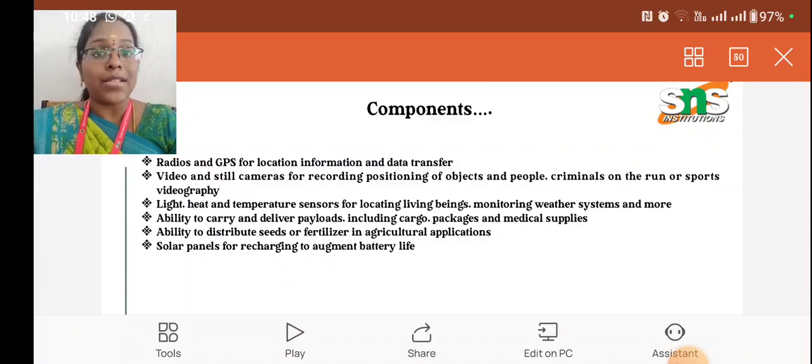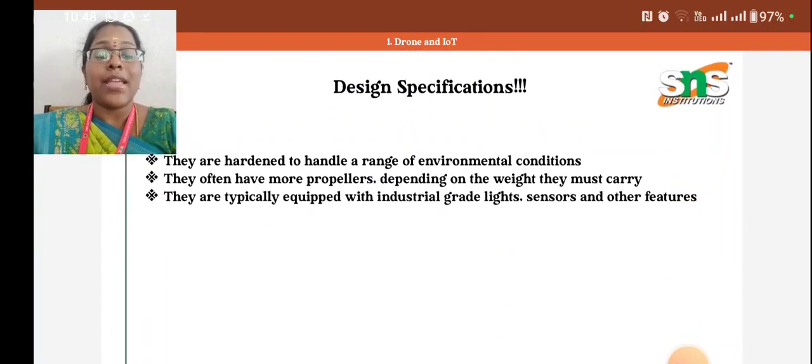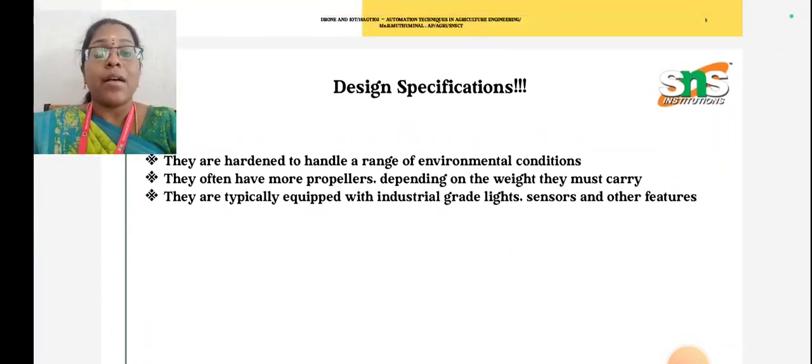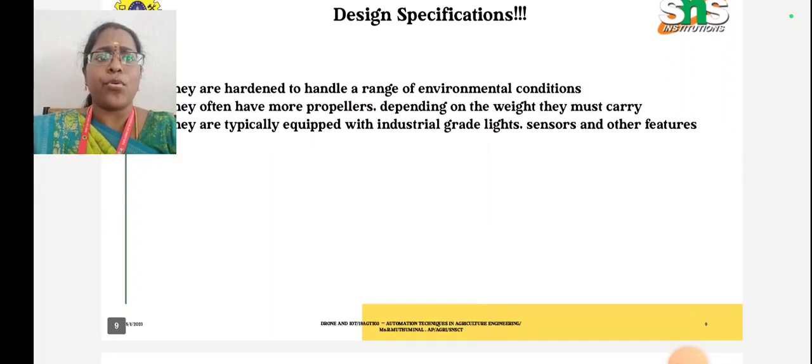So these are the components that are necessary, and some of the design specifications are, they have to be made of hardened material according to the environmental conditions, because it must not fail in any environmental conditions. It has to have some propellers depending on the weight they must carry, so that it will be easier for them to travel from one place to the other. They have to be typically equipped with industrial grade light sensors and other features also. So these are the mandatory design specifications that have to be followed while designing a drone.